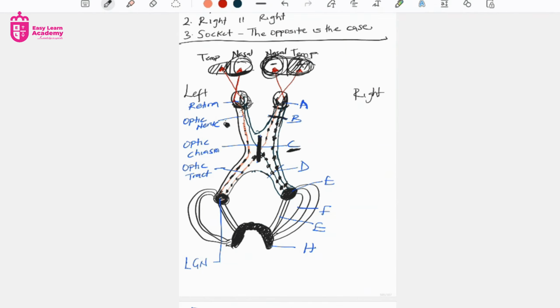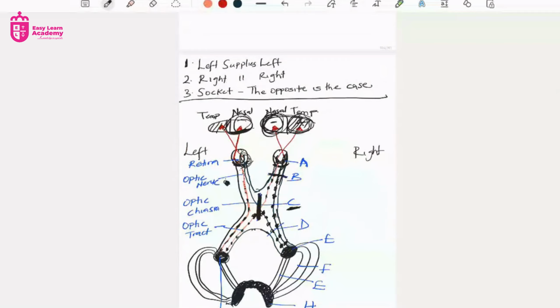So you said left goes to left. So let's follow the rules. I didn't say left goes to left. I said below the socket, and this is the socket. So anything above the socket follows rule 3, but anything below the socket follows rule 1 and 2. So left supplies the left below the socket, and right supplies the right below the socket.